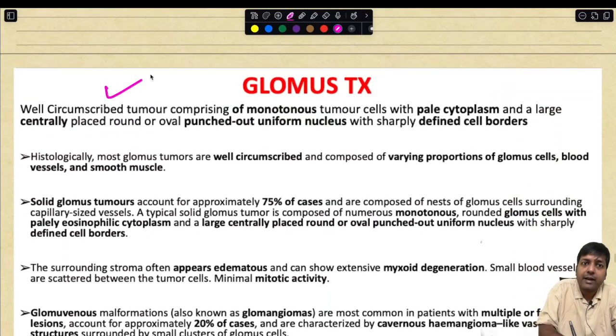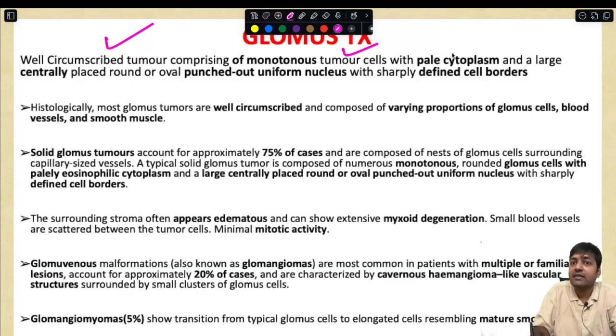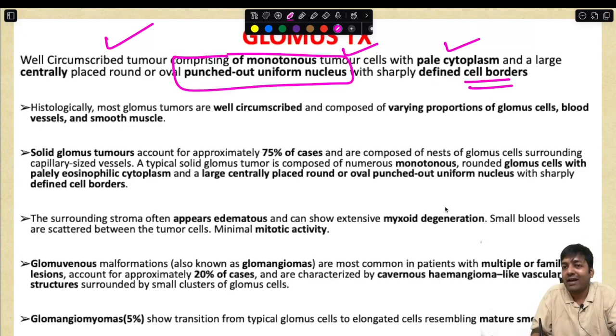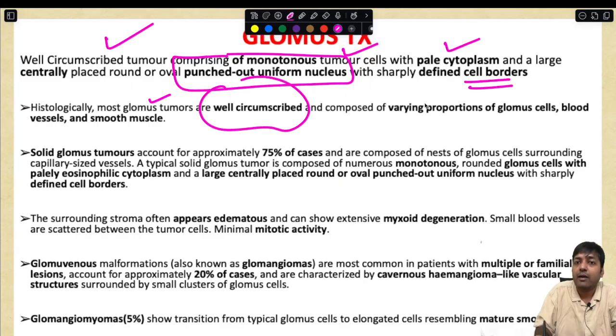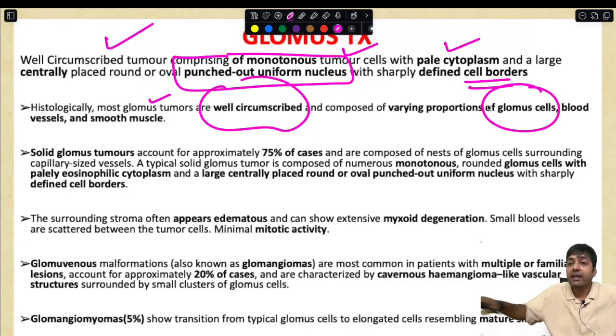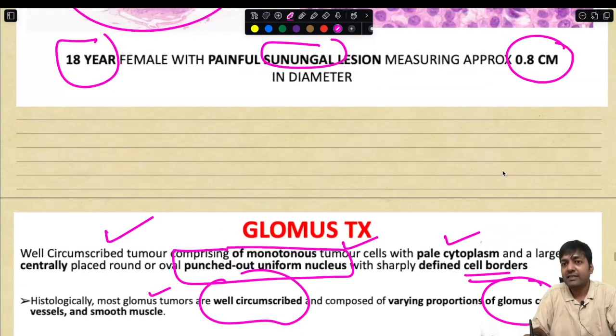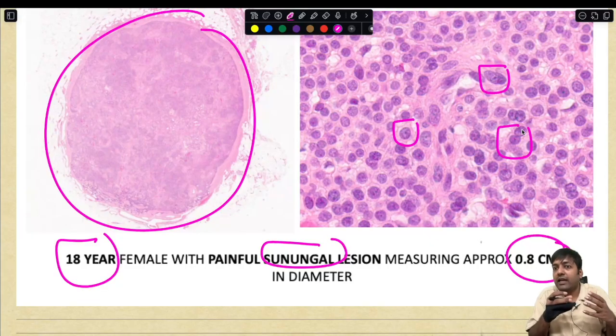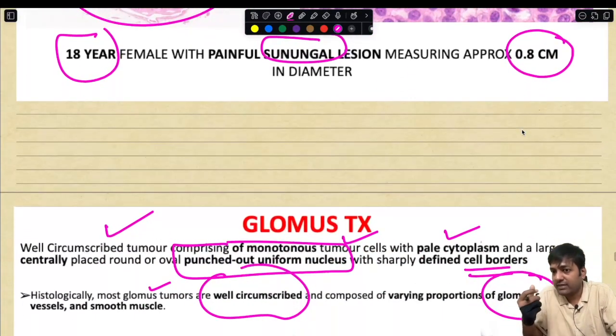It is a well circumscribed tumor comprising monotonous bland looking tumor cells with pale cytoplasm, large centrally placed round to oval punched out uniform nucleus with sharply defined cell borders. So histologically, remember, most of the Glomus tumors are well circumscribed, composed of varying proportions of Glomus cells, blood vessels and smooth muscles. The cells that you see are the Glomus cells, and Glomus cells are derived from the perivascular cells. From the pericytes they are obtained. So these are the origin of the glomus cells.